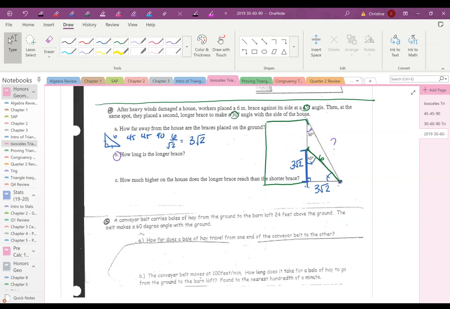Then it wants to know, how long is the longer brace? Remember, the longer brace was this one. And if you look at this one, you'll notice that there are 3 triangles here. But you actually need the one that involves the 90 again. So now I'm going to take out this 30, 60, 90. Remember, only this was 45. So that means that this has to be 15. And that has to be 60. And the short leg across from 30 is 3 root 2. So now you have the short leg.